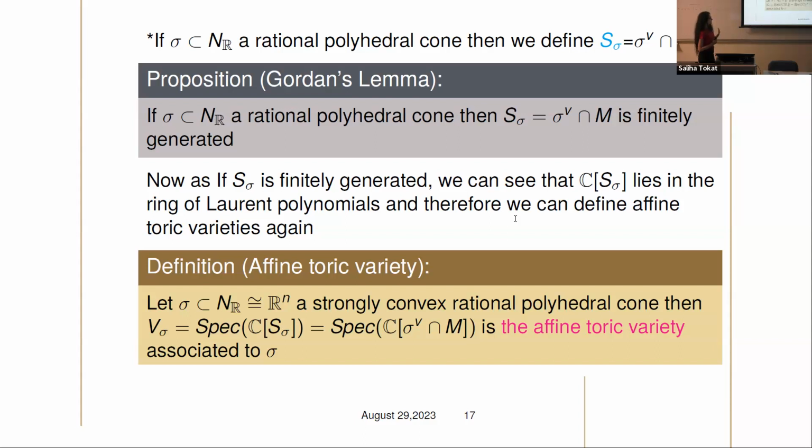So finally, if sigma is a strongly convex polyhedral cone, then you can have a toric variety, which is equal to the spectrum of C[S_sigma], where S_sigma is the intersection of sigma dual and M. That's the affine toric variety associated.